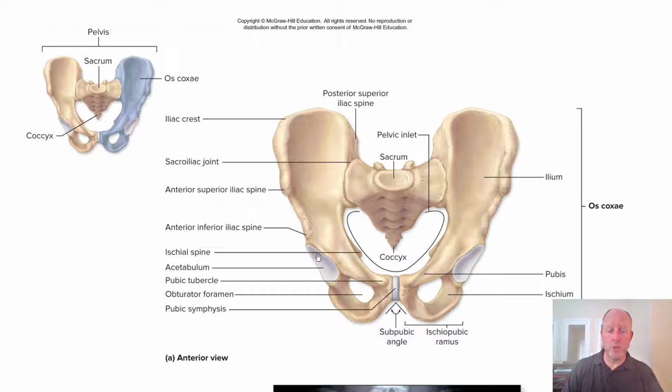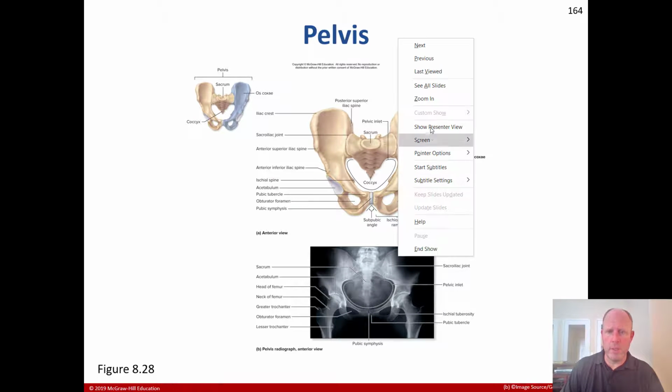The obturator foramen is an open space here on each side. The pubic tubercle is here. The acetabulum is the place where the femoral head is going to meet the pelvis. The ischial spine is right in here. The anterior iliac spine is here, actually more on the front side, and the anterior superior iliac spine, and the sacroiliac joint again here. I mentioned that already. And let's take a look at the x-ray too.